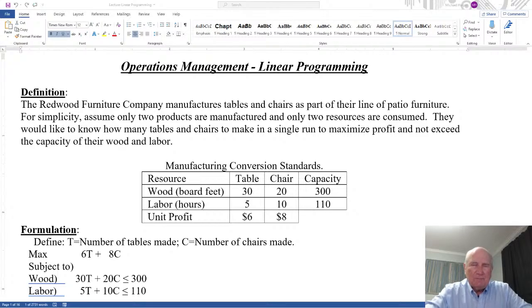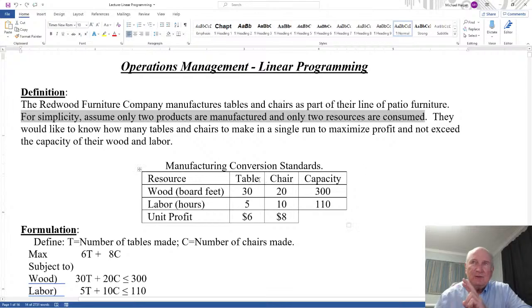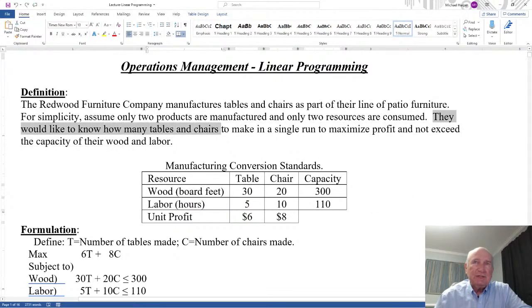Okay, I'm going to start with a problem. Linear programming. Start with a problem. The Redwood Furniture Company manufactures tables and chairs as part of their line of patio furniture. For simplicity, assume only 2 products are manufactured and only 2 resources are consumed. Those 2 products are tables and chairs. The 2 resources are wood and labor. They would like to know how many tables and chairs to produce in a single production run to maximize profit but not exceed the capacity of the wood and labor.